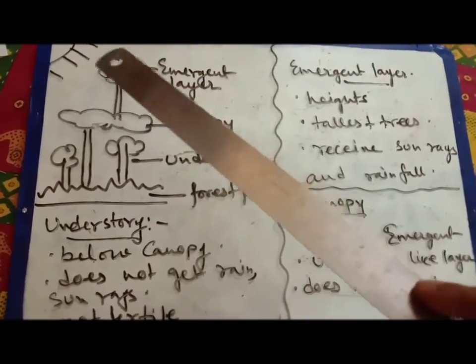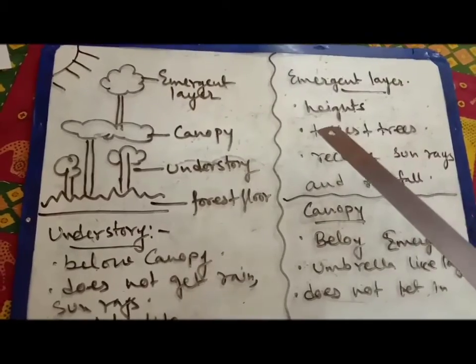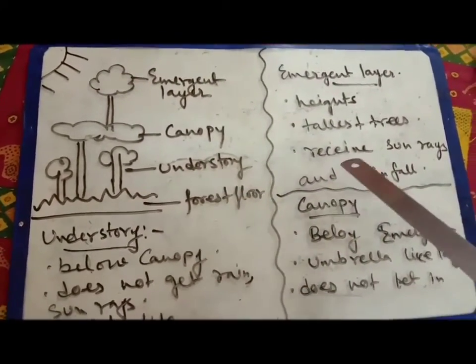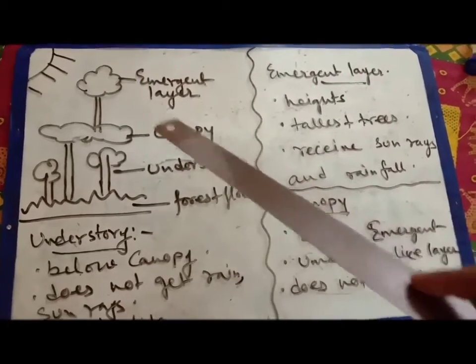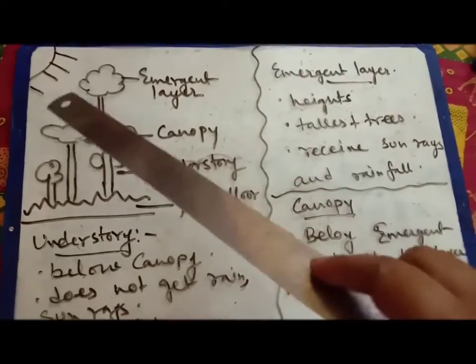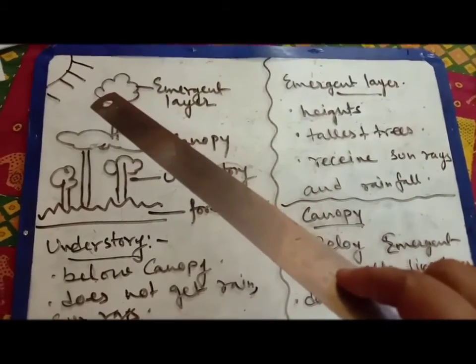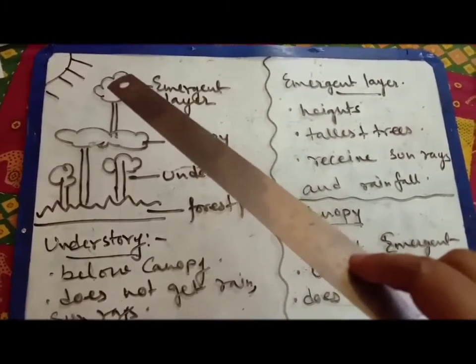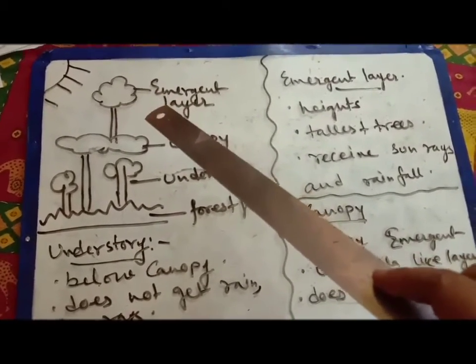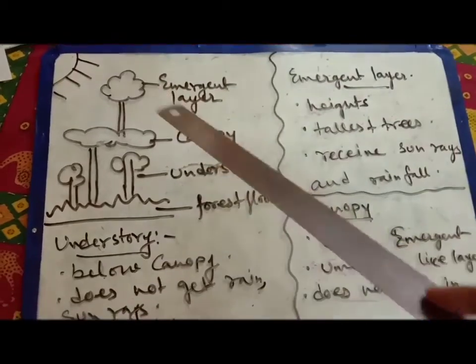In this layer, the trees are the tallest ones, and they receive sun rays as they have so much height. So you can understand that in the emergent layer the trees receive lots of sun rays and rainfall also.